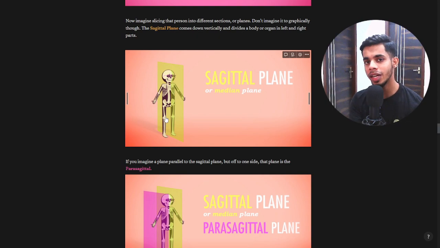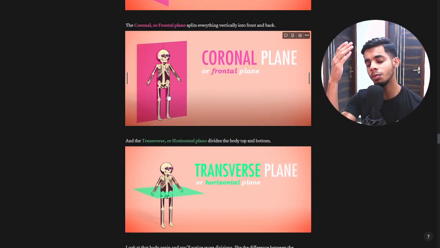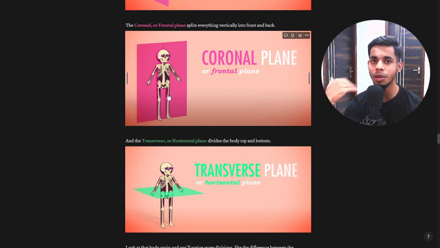If you are further dividing the sagittal plane from top to bottom, it is going to be known as the parasagittal plane. And what is the coronal plane? Coronal plane, when you are dividing the body from top to bottom and opening it into two halves, the front part and the back part, the front part or the frontal plane or the front side of the body is known as the coronal plane.